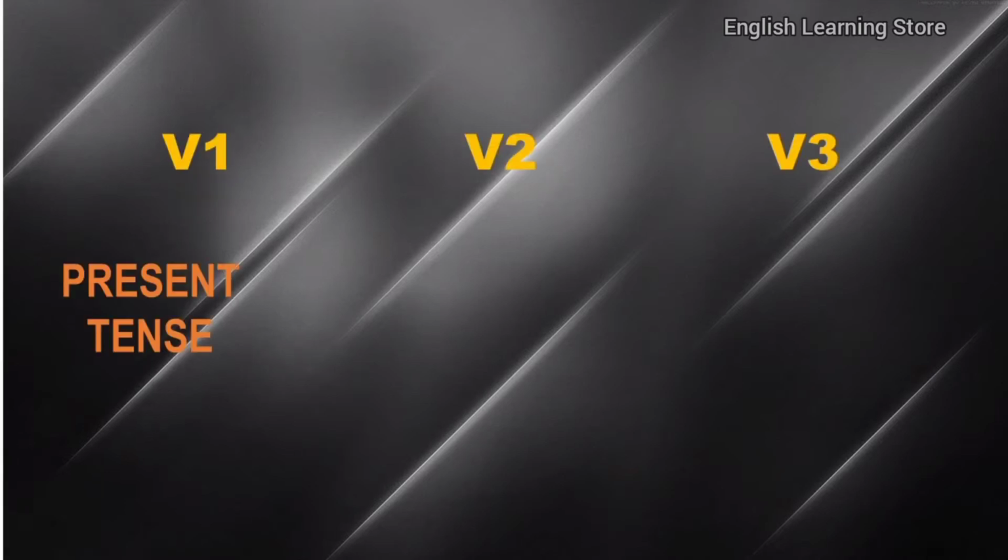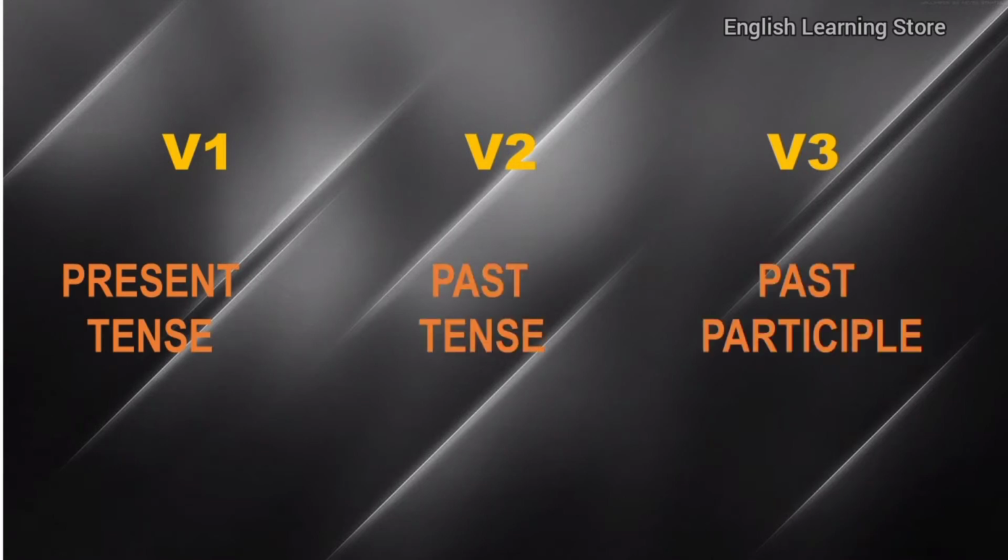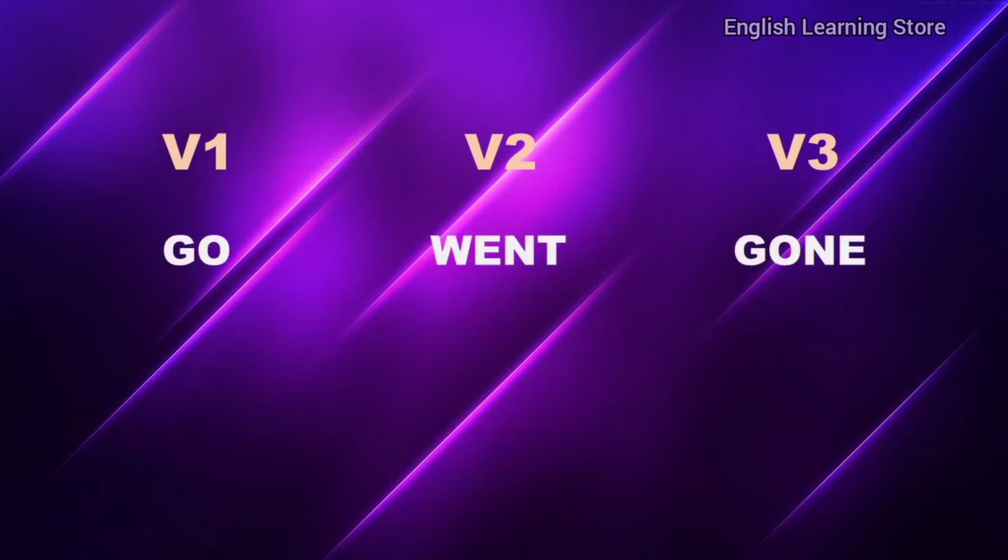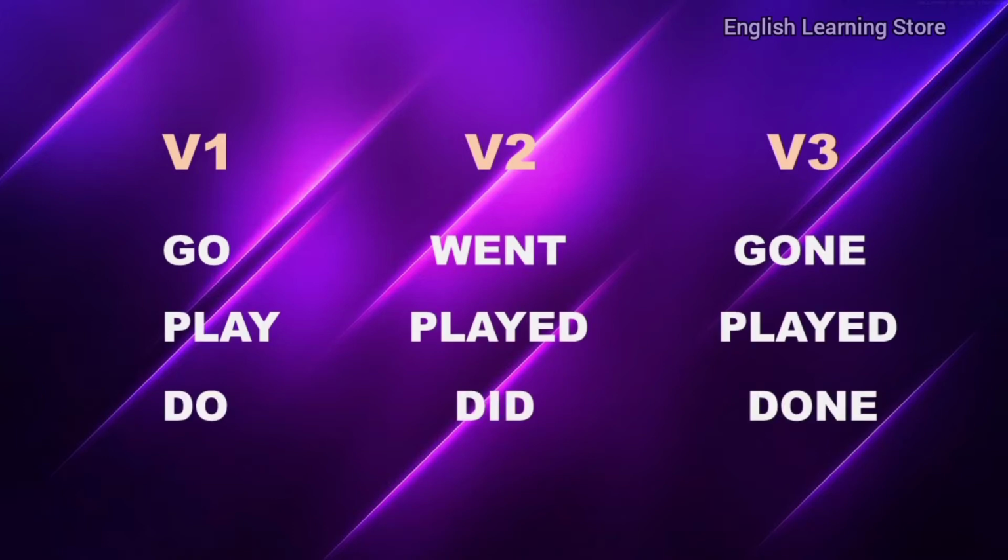The first thing you should know to use these words had, have, and has is to know verb 1, verb 2, and verb 3. It is nothing but present tense, past tense, and past participle. There is nothing to be confused about these verb 1, verb 2, and verb 3. You must have come across these words in your school. For example, go, went, gone, play, played, played, do, did, done. These are all the verbs: verb 1, verb 2, and verb 3. Every verb has the forms verb 1, verb 2, and verb 3.